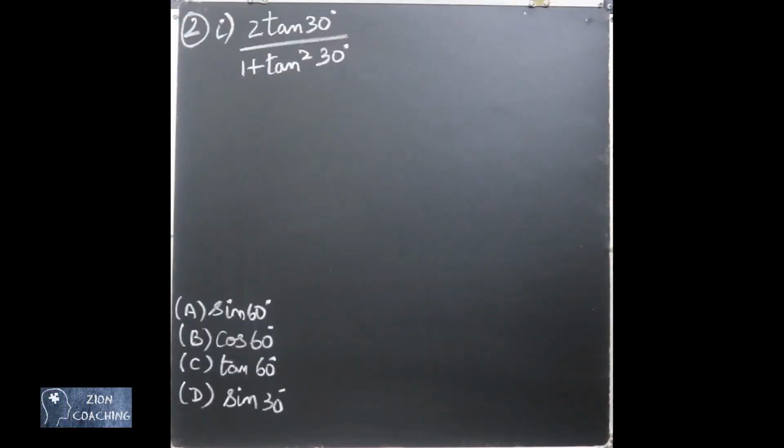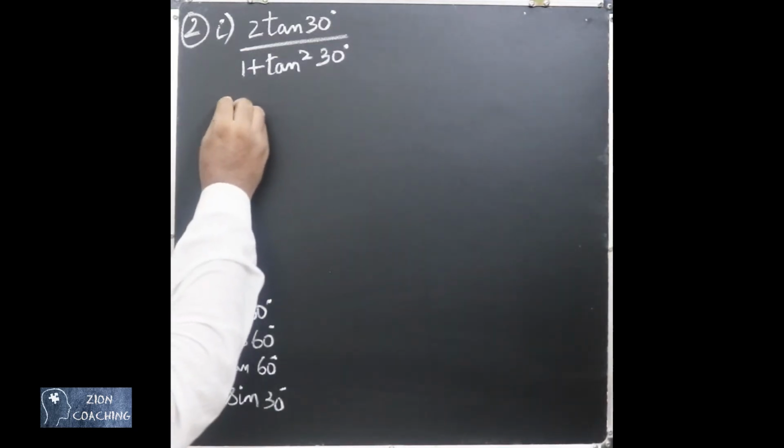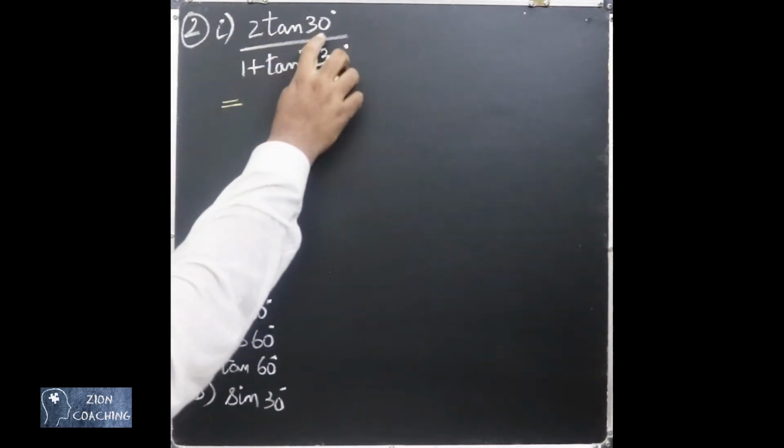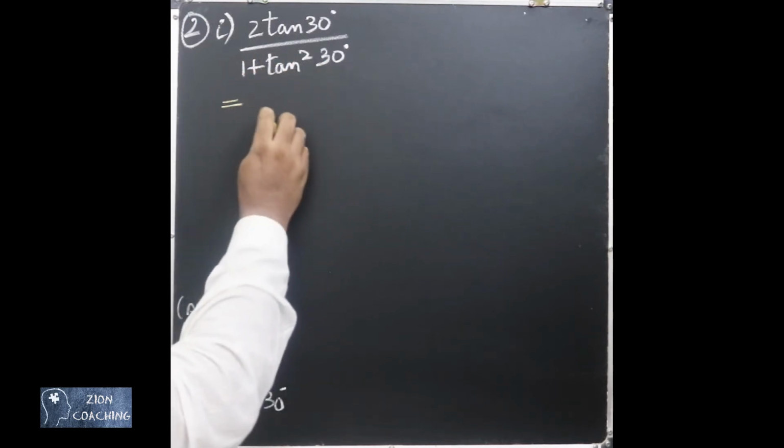Question number 2, first subdivision. Choose the correct option and justify your choice. So we are going to solve this and find which of these is the correct answer. First we will substitute the values. The given question is 2 tan 30 degree by 1 plus tan squared 30 degree.